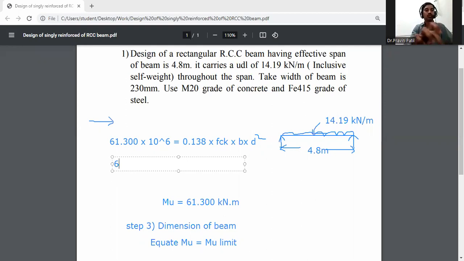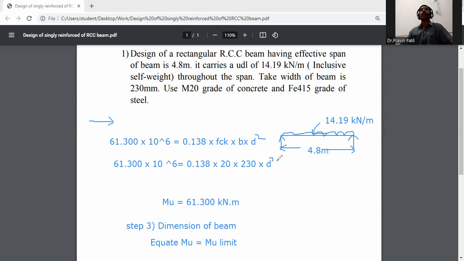So 61.300 into 10 to the power 6 is equal to 0.138 into fck, the strength of concrete M20, into width of beam, given as 230, into d square. We calculate the unknown, which is d.